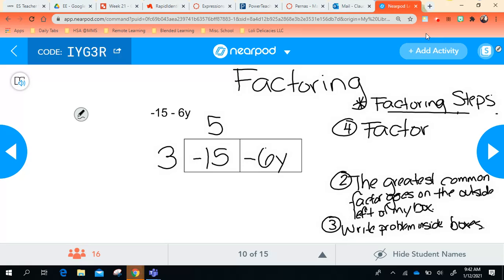And I didn't want to show you how to take the negative out for this first problem, but I will for the next one. So then how many times does 3 go into negative 6? It goes in negative 2 times, and I have to bring my y up. That variable always needs to come with the number.